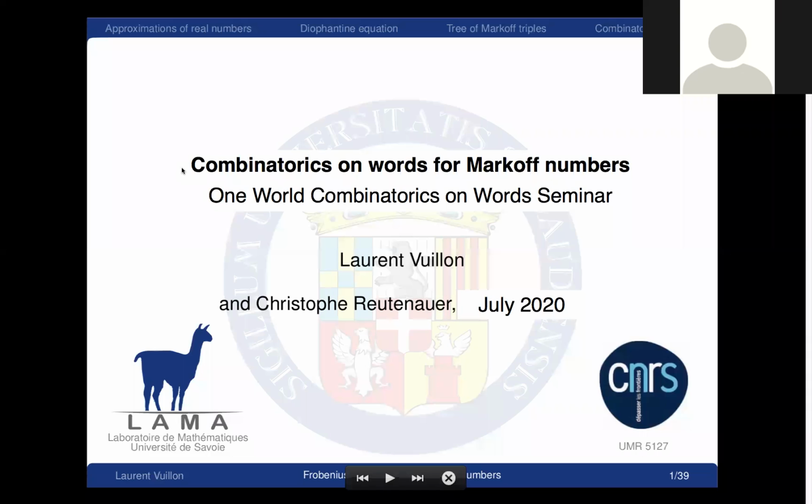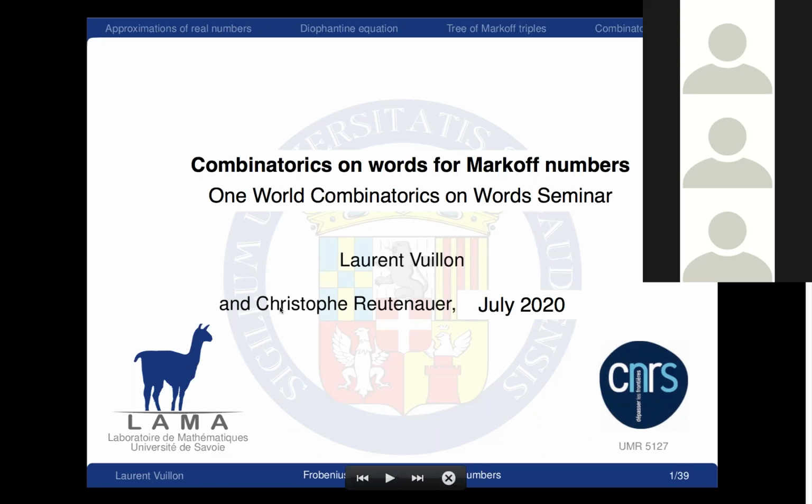So today I will talk about combinatorics on words for Markov numbers. This is a joint work with Christophe Reutenauer. I am working at the LaMA. This is the old logo of my lab, but I really like this picture. And I also work at the CNRS.